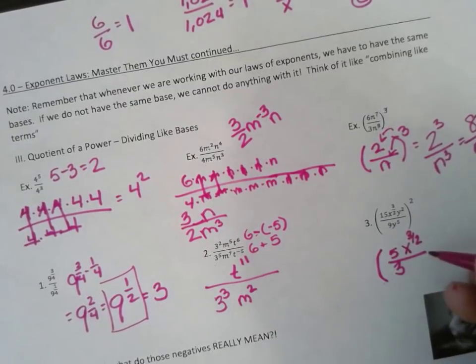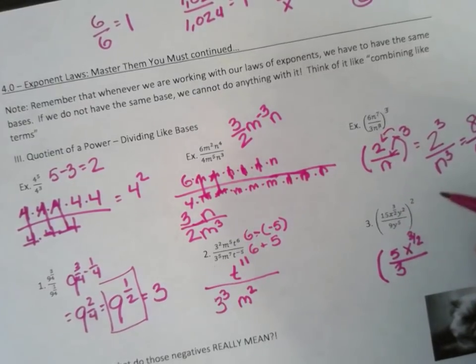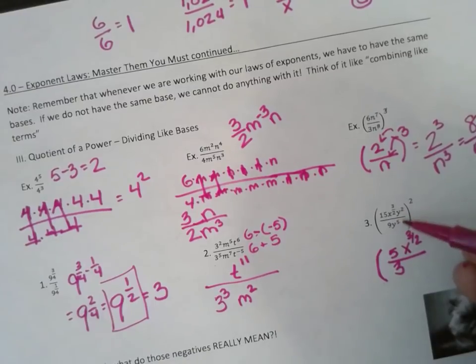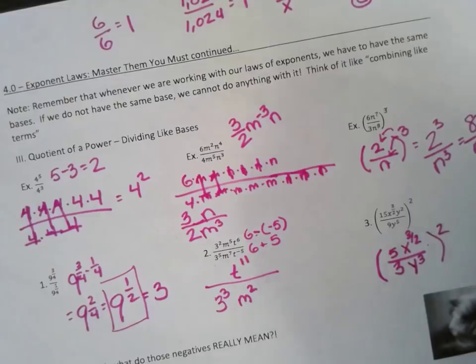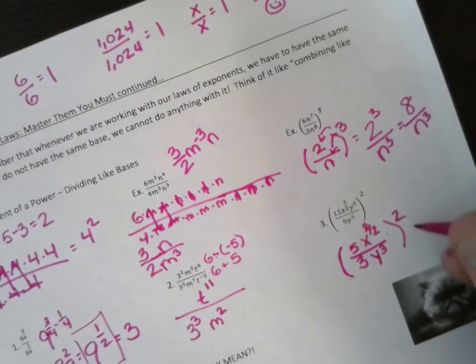I'm keeping it. I have 2 factors of y in my numerator, 5 factors of y in my denominator. If I take the 2 factors away here and 2 factors away here, I have 3 factors left. I still have that squared on the outside. Now I'm going to go through and multiply everything with the exponent of 2.